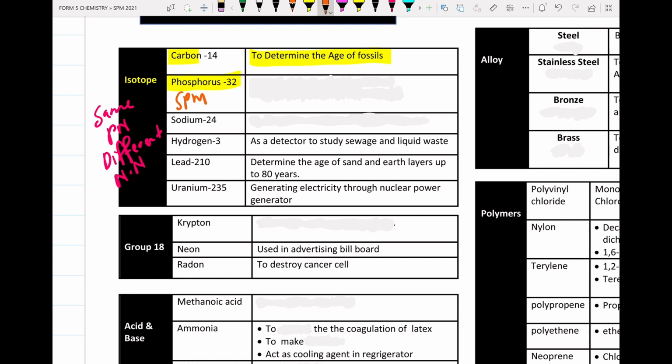Okay, please remember. Phosphorus 32 to study the rate of absorption of fertilizer by plant, or to study the plant metabolism. Second one is sodium 24 to determine the underground pipe leakage. Hydrogen 3 as a detector to study the sewage or liquid waste. Lead 210 to study the age of sand and earth layer up to 80 years. Uranium 235 is used in a nuclear generator to generate electricity.